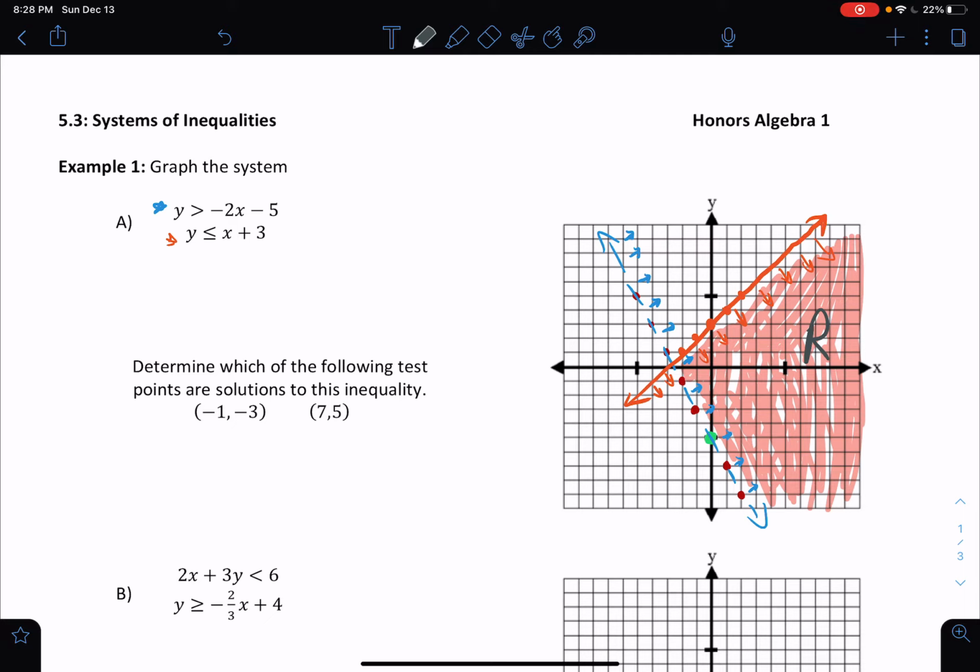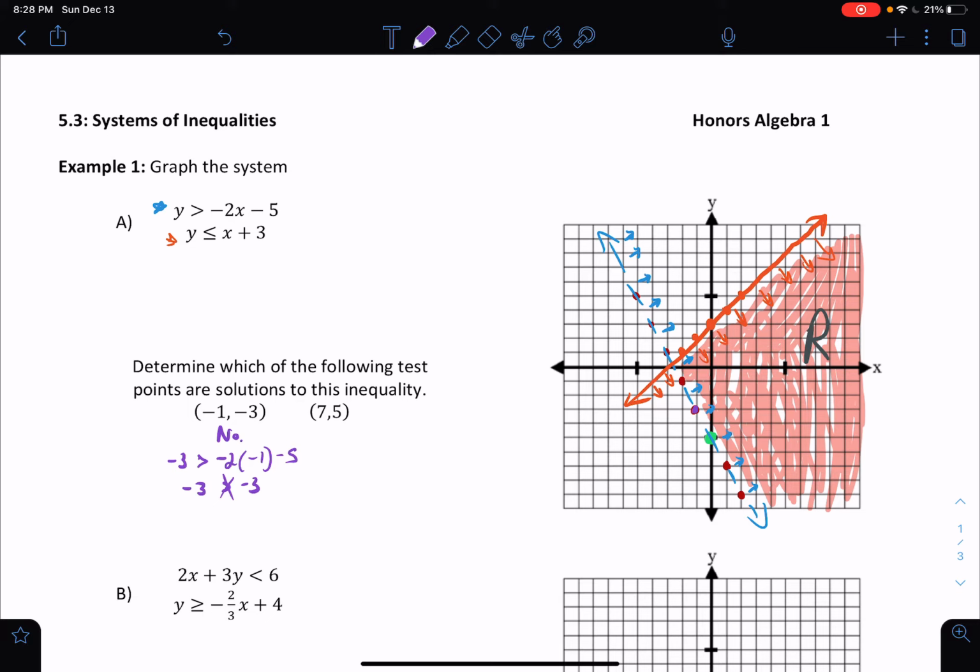So I can look at the graph. I can say, okay, negative 1, negative 3. Negative 1, negative 1, 2, 3. It's this point right here. It works for the orange line because it's below the orange line, but it doesn't work for the blue line because I do not have equality on the blue line. So no, and the reason I could check that, if I plug in negative 3 for y and negative 1 for x, I get negative 3 is bigger than negative 3, which is not true. It equals negative 3, but I don't have equality there.